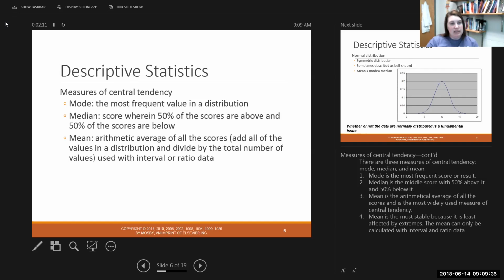Descriptive statistics, again, as we said, focuses on those measures of central tendency. So mode, which is your most frequent value in a distribution; median, which is the score in which 50% fall above and below that marking; and then mean, which is just an average of all those scores. So again, add them together, divide it by the total number of values, and we can use that with interval or ratio data.